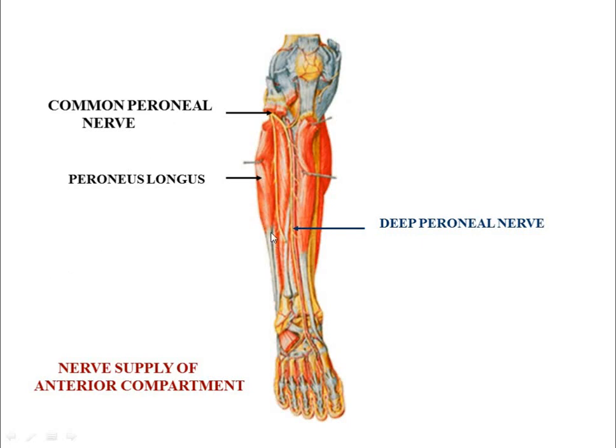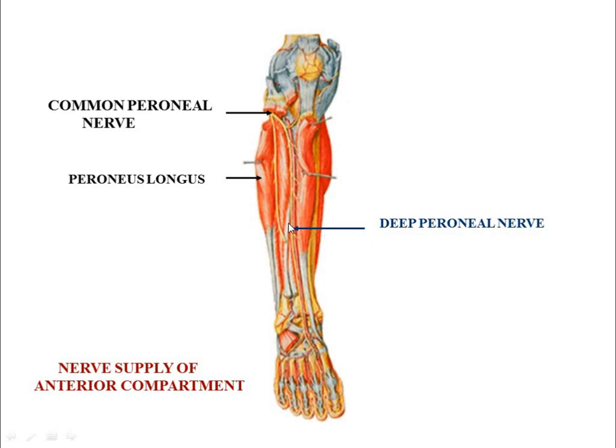All these are supplied by the deep peroneal nerve, which is a branch of the common peroneal nerve, which is a branch of the sciatic nerve. The common peroneal nerve at the level of the neck of fibula, the constriction just below the head, divides into two, the superficial peroneal and the deep peroneal nerve. Superficial peroneal nerve goes laterally, supplies the lateral compartment of the leg. Deep peroneal nerve comes anteriorly and this supplies the anterior compartment of the leg.